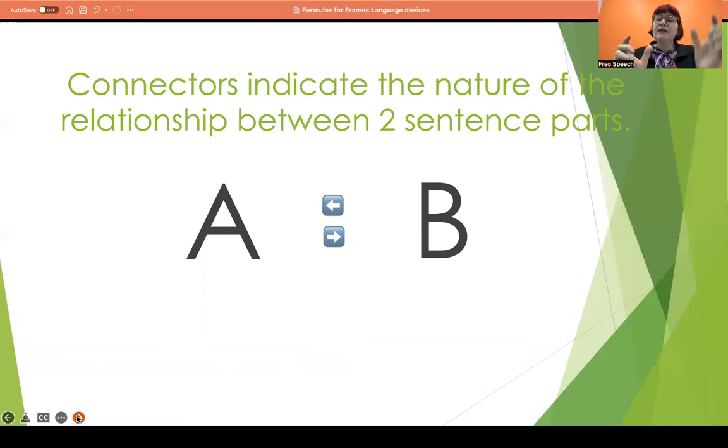This happened, and then that happened. This happened, so that happened. This happened because that happened. So there's relationships between those two parts of a sentence. And when we add connectors, it makes those sentences into compound or complex sentences. And we're always looking to make the written sentence more complex as the students get more advanced in their years of writing. So the relationship goes two ways.